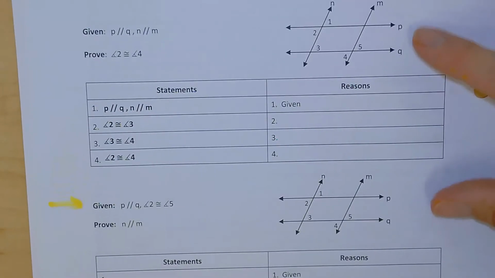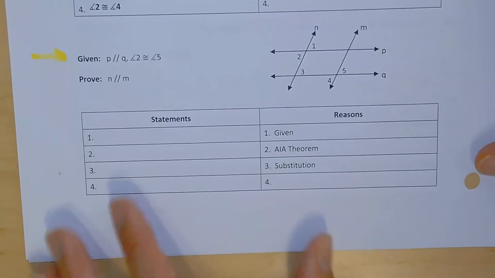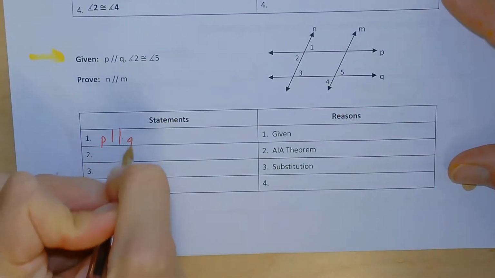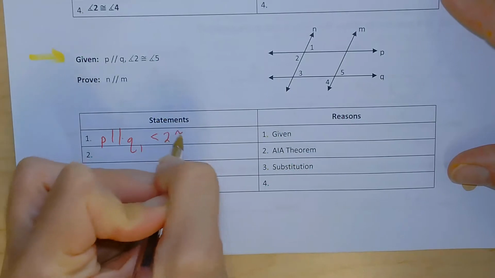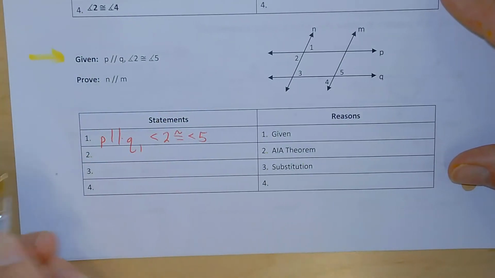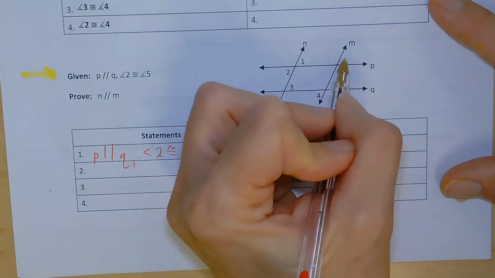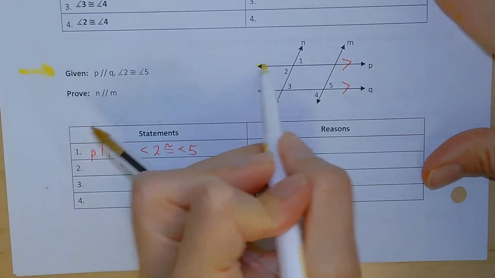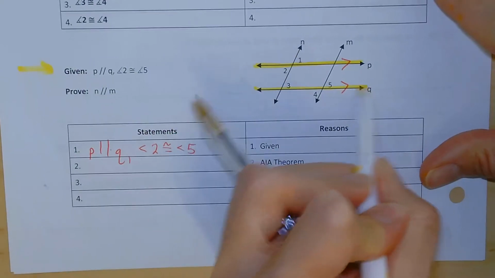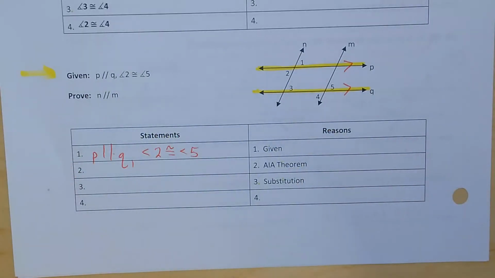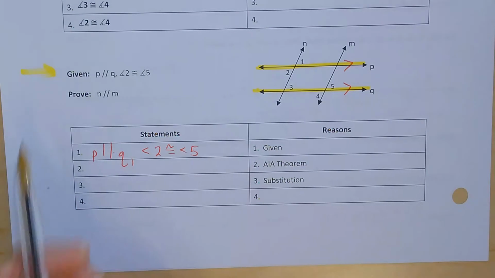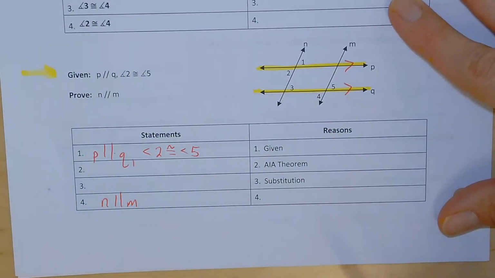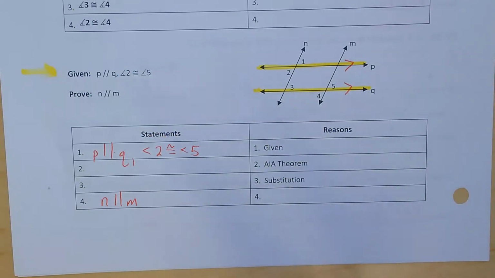So we're going to skip down. You guys are going to skip the second one. We're going to go down to the third one. And we're going to write the given in, P parallel to Q, angle 2 congruent to angle 5. We're going to go to our picture, and we are going to put arrows on P and Q. And I'm even going to highlight P and Q so that you know those are the only ones that I know are parallel. And then I'm going to go down to the prove, and I'm going to put N is parallel to M because that's who I'm trying to get parallel at the end.